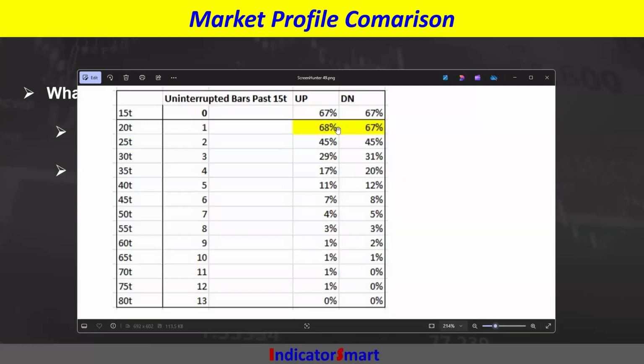68% says that it's going to get a reversal bar. Once you go 25 ticks past, it's about random. And once you go to 30 ticks, it's about 29%. In other words, 70% says it's coming back the other way. By the time you go to 35 ticks, about 80% says you go the other way. By the time you get to 40 ticks, close to 90% says you're going to go the other way. This is on its own without regard to anything else.